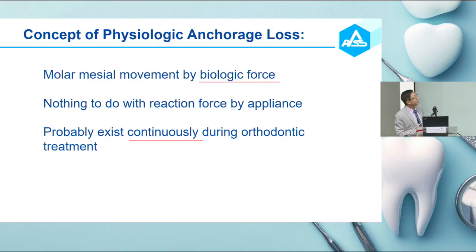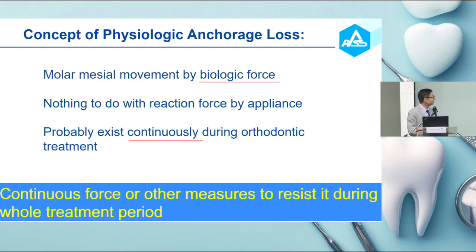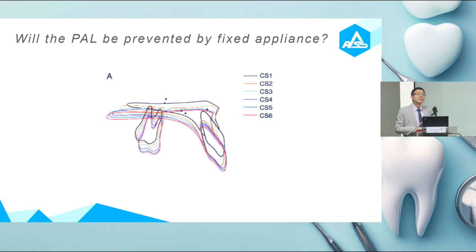Since it's a continuous biologic force, the strategy to prevent physiologic anchorage loss is continuous force or other measure to resist it during the whole treatment period. You may think biological anchorage loss is induced by very light growth force. Would it be possible it will be prevented when we put on the fixed appliance?